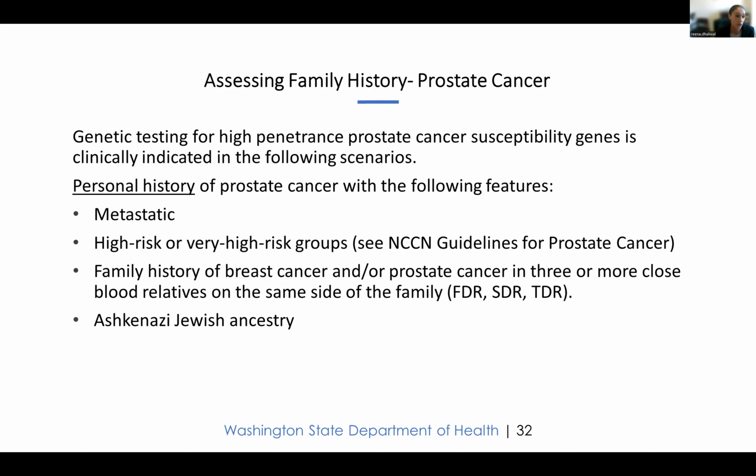Anybody with a personal history of prostate cancer plus a family history of breast cancer or prostate cancer in 3 or more blood relatives. So this can be first degree, second degree, or third degree, or personal history of prostate cancer and Ashkenazi Jewish ancestry.